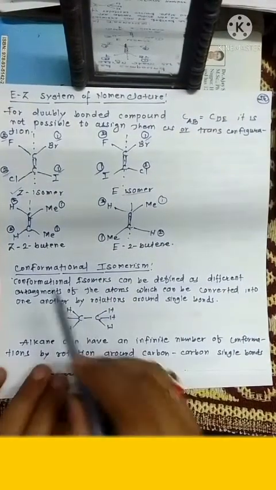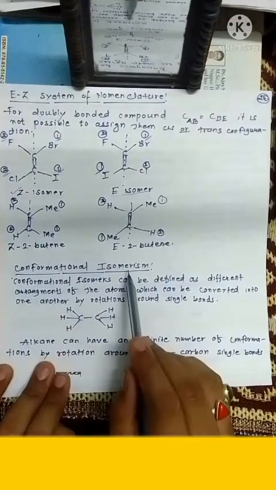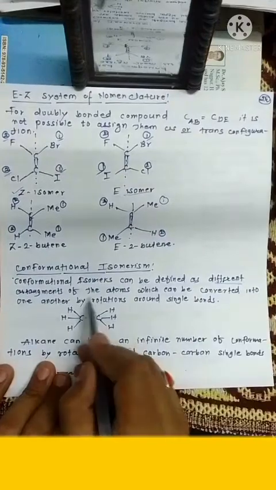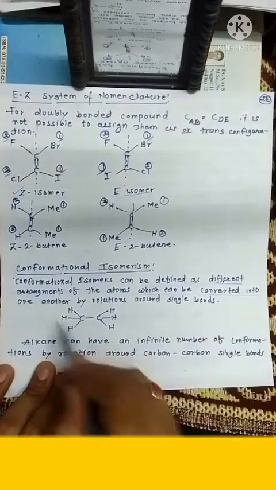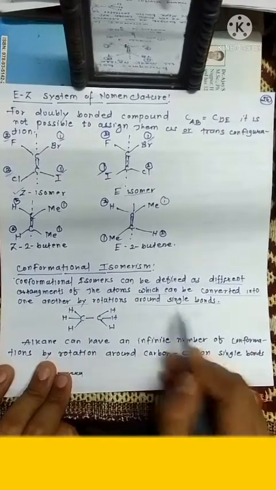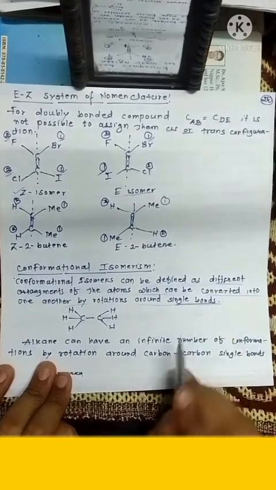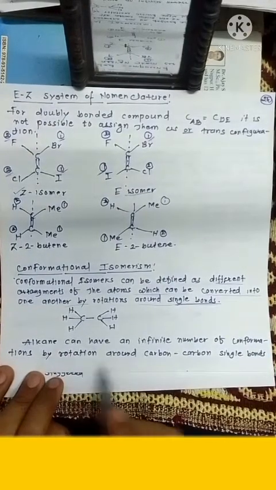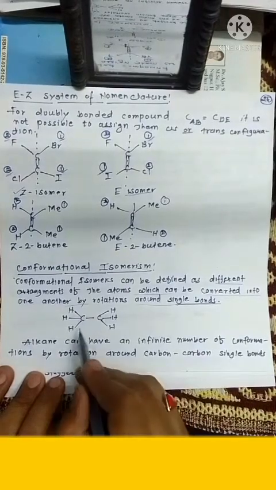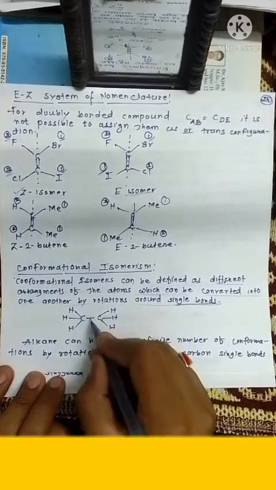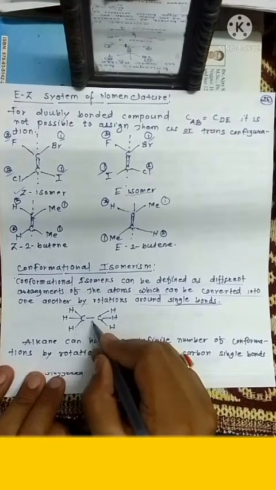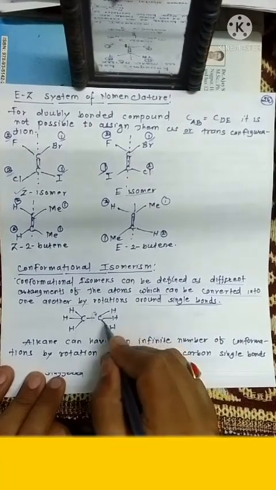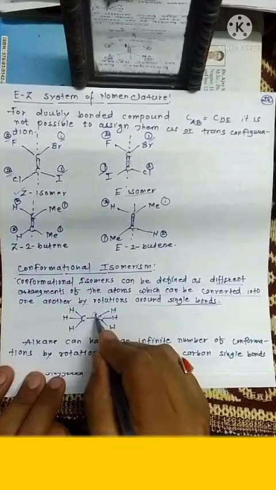Now we are going to learn conformational isomerism. Conformational isomers can be defined as different arrangements of atoms which can be converted into one another by rotation around a single bond. It is important. Alkane can have infinite number of conformations by rotation around a carbon-carbon single bond. Just see, it is the example of ethane, and if we fix this carbon atom and rotate this carbon atom, there are infinite number of possible arrangements which can come out.